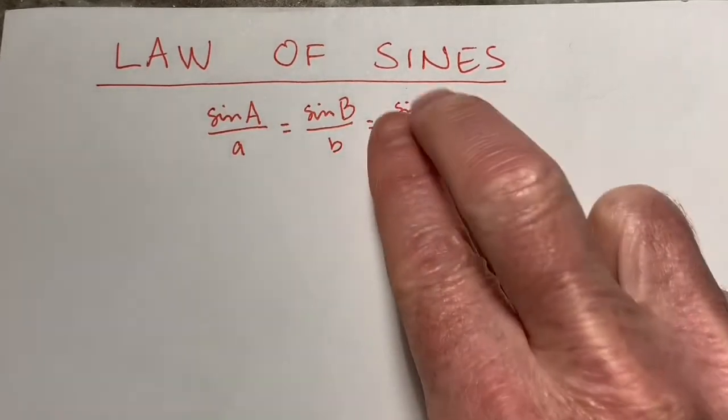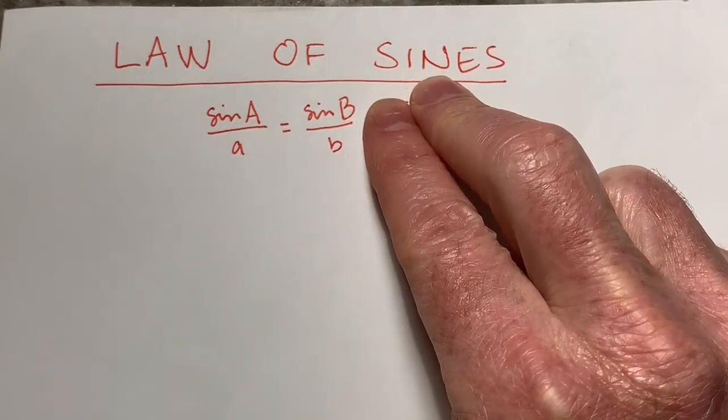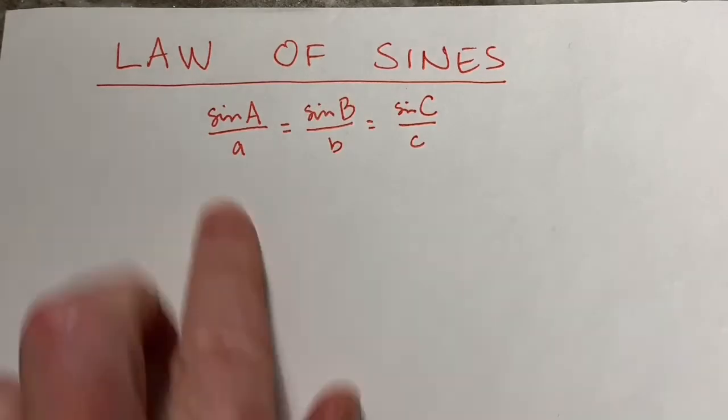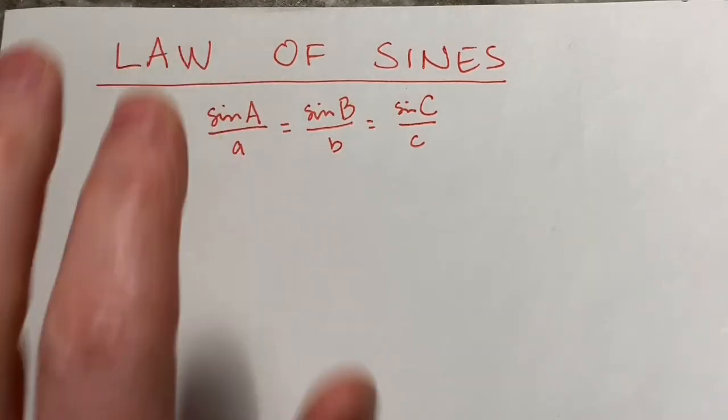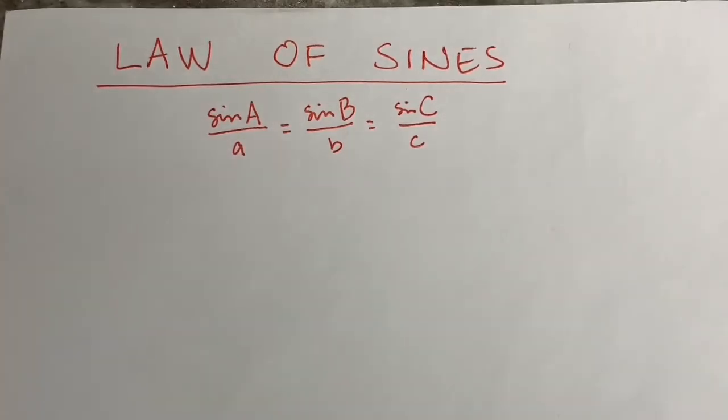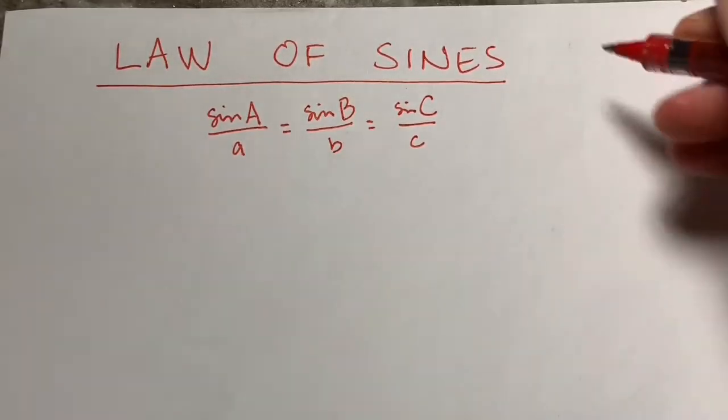The first one is sine of A over A equals sine of B over B. The second one is sine of A over A equals sine of C over C. And the third one is sine of B over B equals sine of C over C. So you're going to use whichever two parts the information you're given fits into, and then just go with it.